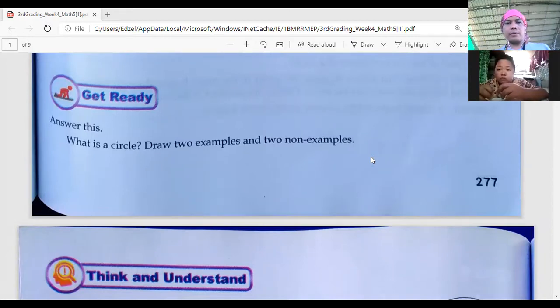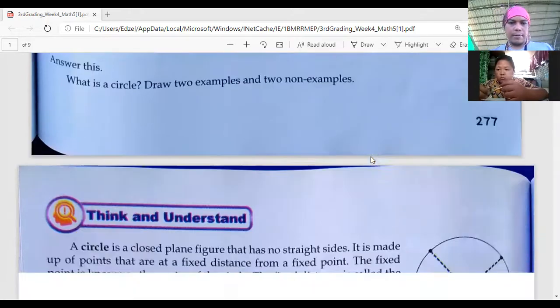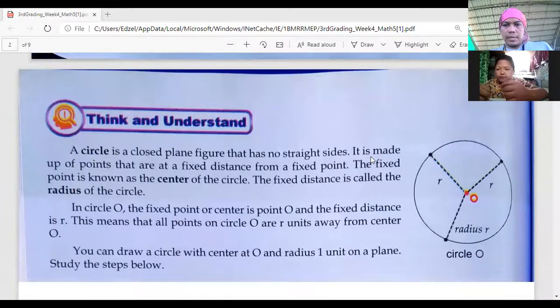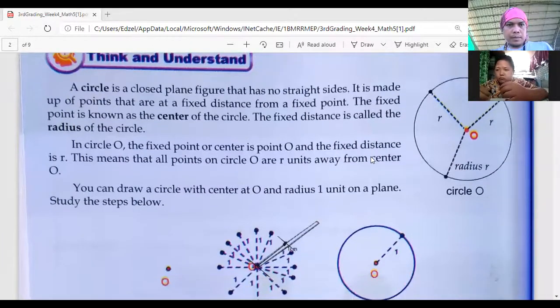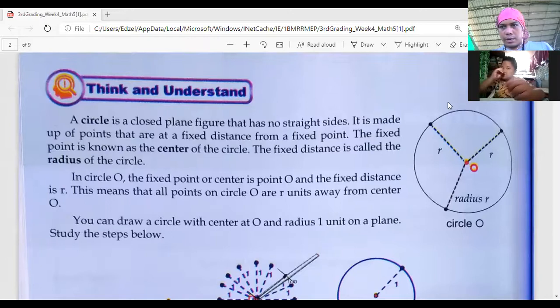And we will also draw two non-examples of a circle. So in my screen share, a circle is a closed plane figure that has no straight sides. If you noticed, the circle has no straight sides. And it is made up of points.